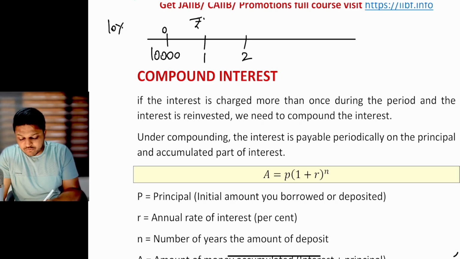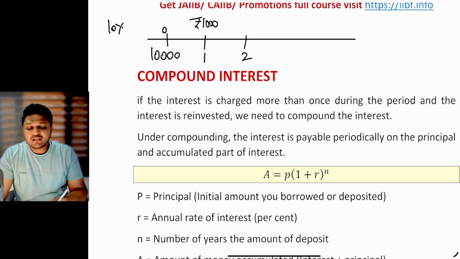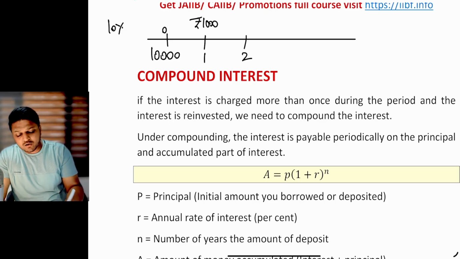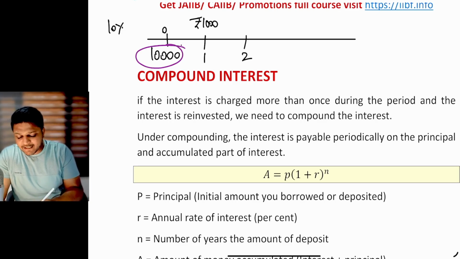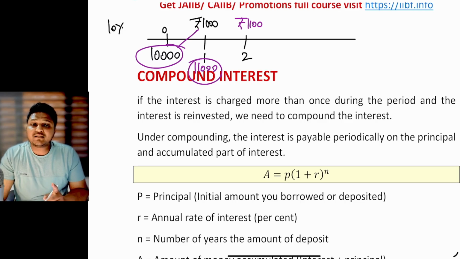So 1,000 rupees of interest will be charged for the very first year. No issues in that. But for the second year, the interest will be calculated not on rupees 10,000, but on the accumulated amount, that is 10,000 plus 1,000, that is 11,000. And what amount of interest will be charged? 10% will be charged. So it will be 1,100 rupees interest charged for the second year, right? That is the compounding effect.